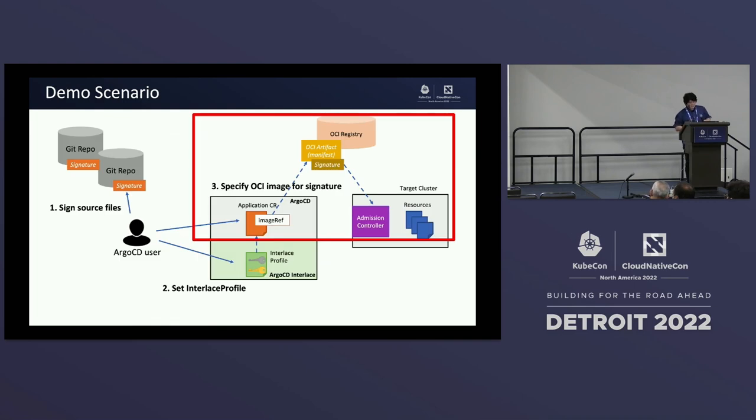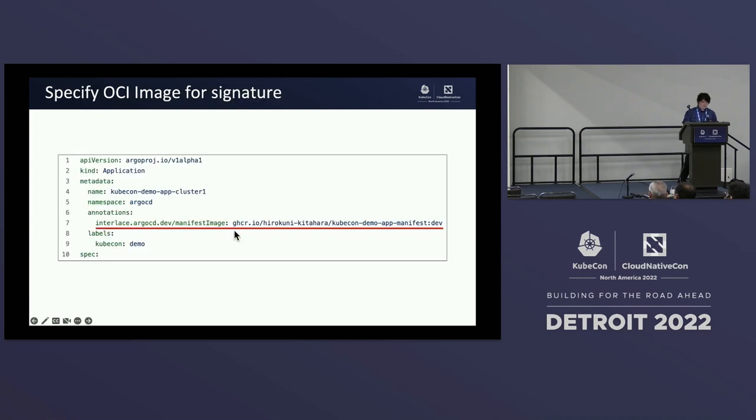As the final step, Argo CD Interest will push the signed YAML manifest into an OCI registry as an OCI image. The pushed image and signature will be used by the admission controller for verifying the resources. To specify the location of this OCI image, I will specify the OCI image in the application CR. And this is the one.